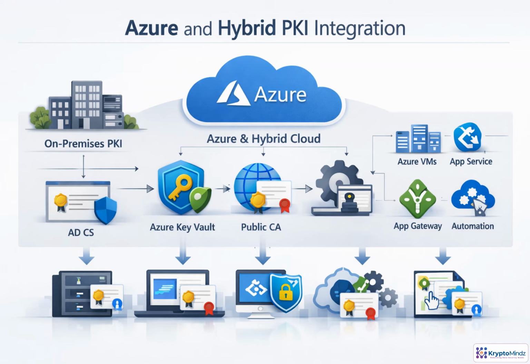You've built a solid on-prem PKI. Now we'll extend that trust into Azure. We'll compare ADCS, Azure Key Vault, and public CAs, then map them to Azure VMs, App Service, Application Gateway, and automation. The goal is to keep governance and security consistent, no matter where the workload runs.